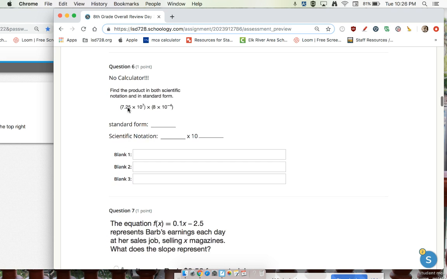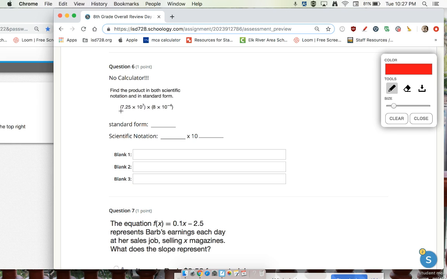All right, so number 6, no calculator. I'm yelling at you. Make sure to be respectful over that. Find the product in both scientific notation. Scientific notation is always times 10 to the some kind of power, and in standard form. So we're going to have to multiply these decimals by ourselves. 7.25 times 8.